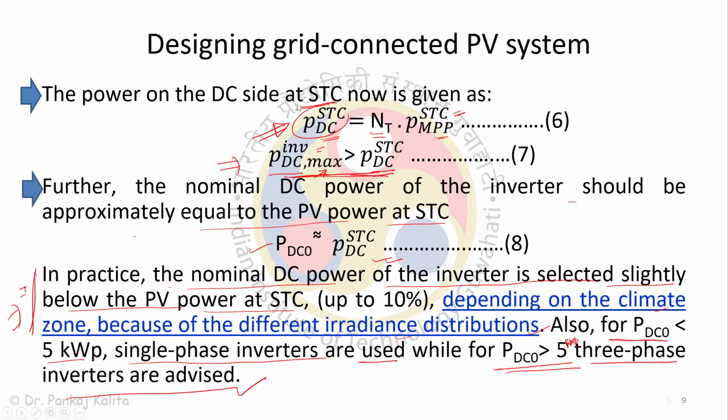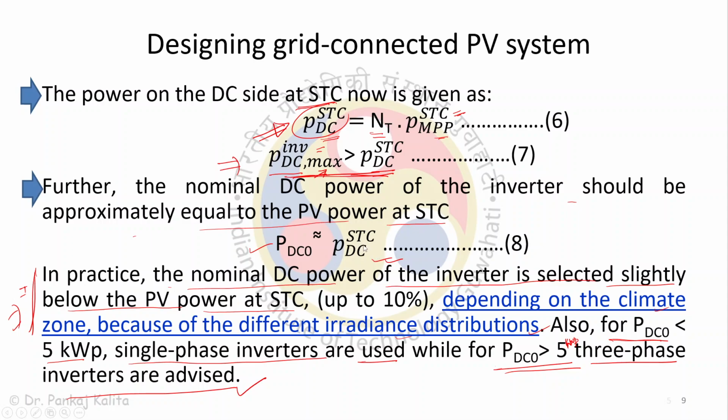The power on the DC side at STC can now be given as PDC equal to N total, that is the total number of modules, into the power produced by a single module. So the power at the inverter has to be greater than this generated power. So nominal DC power of the inverter should be approximately equal to the PV power at the STC.